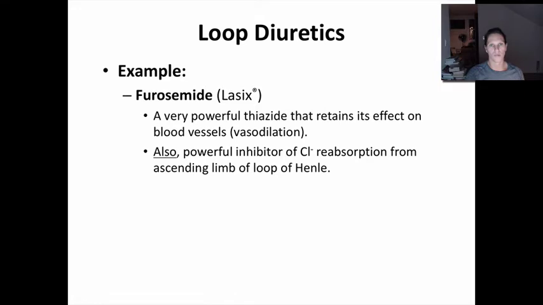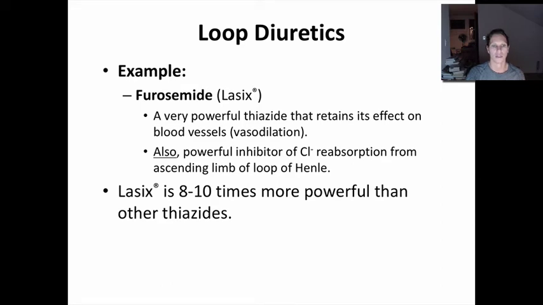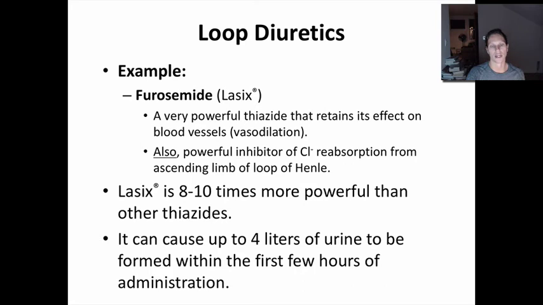So they block that big chloride sodium transporter at the top of the loop of Henle, where, if you recall, I said this is where 20% of our sodium gets reabsorbed. So even blocking just a couple percent of sodium ion reabsorption produces huge amounts of urine. We're talking about liters of urine in short order with these drugs. They're really powerful drugs. You can see Lasix is 8 to 10 times more powerful than other thiazide diuretics, and it can cause up to 4 liters of urine to be formed within the first 4 hours of administration.